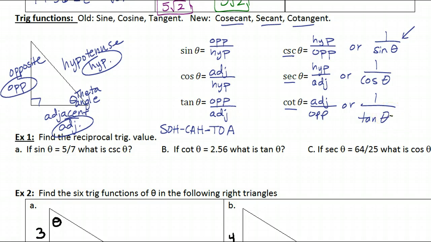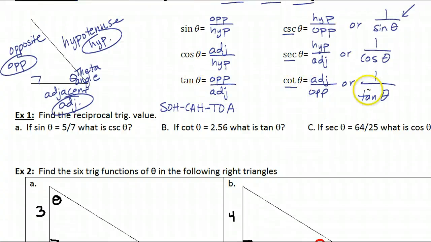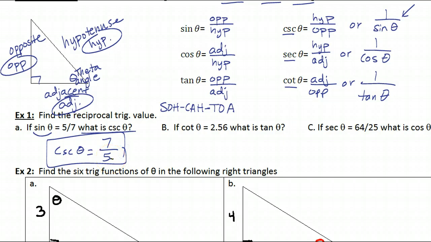All right, so let's just talk a little bit about finding the reciprocal values using what I just showed you. So if I know, let's say for example, that sine of theta is 5/7, what is cosecant of theta? Well, remember I said cosecant is just the reciprocal. So if I know sine is 5/7, cosecant is 7/5. That's what I mean by reciprocal. You just flip it.